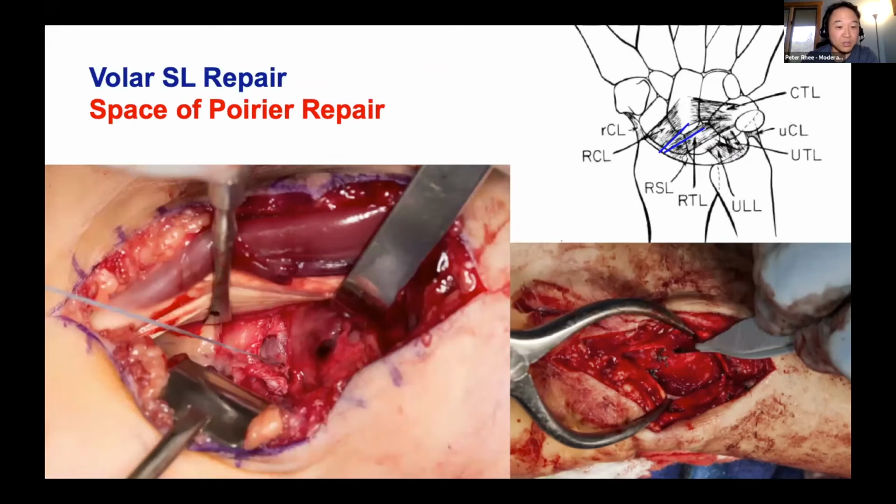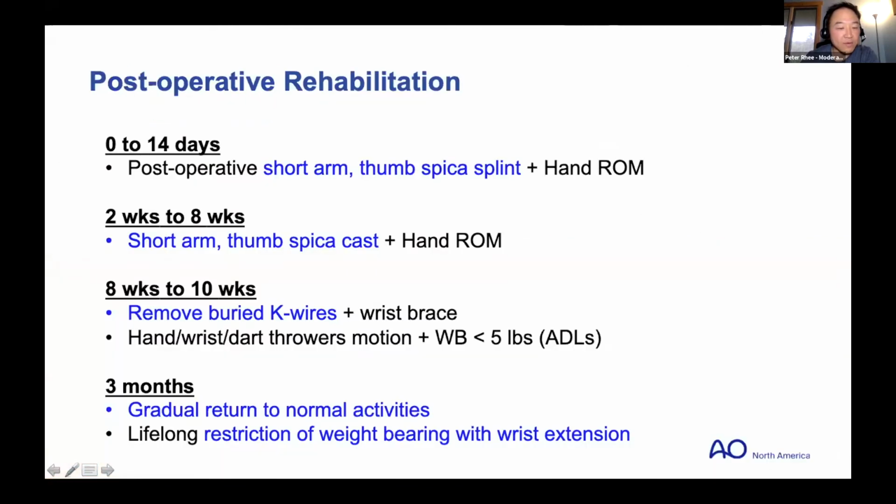I typically do repair that, as you can see in this picture here. I think it's quite helpful, and as you know, the volar LT is the strongest of the LT complex, and so I like to repair that. And Dr. Hanel very saliently mentioned that it is also important to repair the space of Poirier rent. The rehab, I think everyone most agreed, was locking them down for about 8 weeks at the least, and then at about 3 months, letting them get back to gradual activities was kind of the mainstay of rehab.